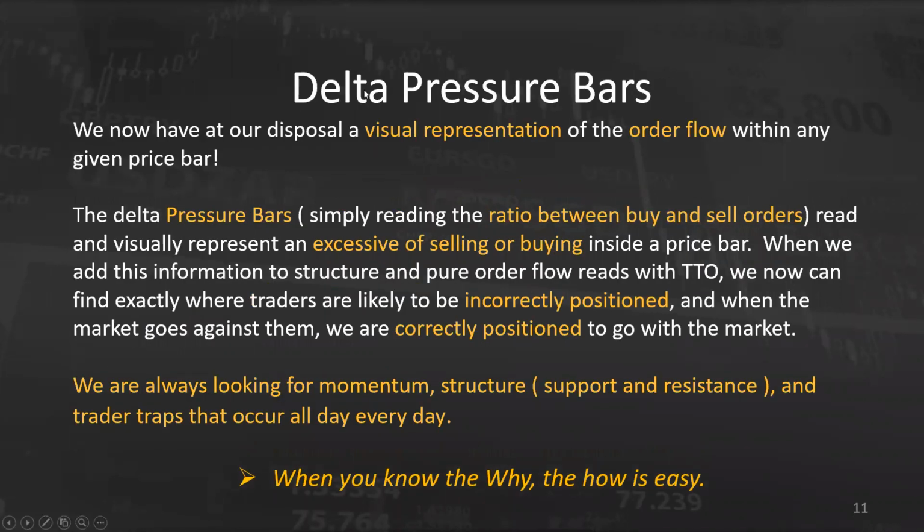Now, this is not an options delta. Okay, this is not the difference between the strike price and cash price and whatever. Basically, what this does is it reads the ratio between buying and selling orders in a visual bar. And if you've seen our weekly recaps, you've seen them. You'll see these in a minute. We have a visual representation of order flow within every price bar. Now, that in and of itself is worthwhile, but not spectacular.